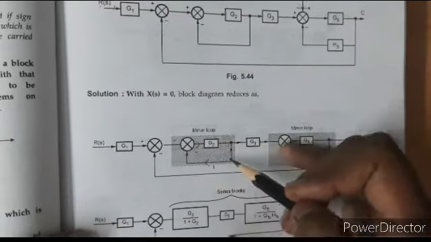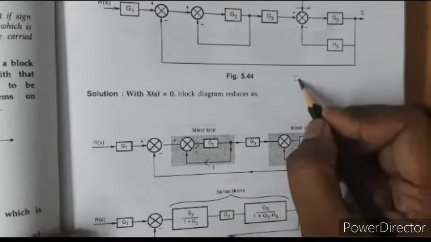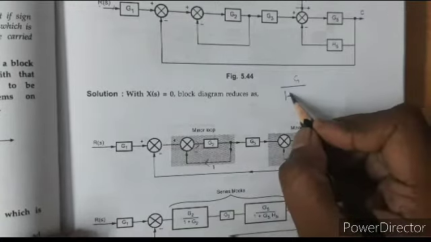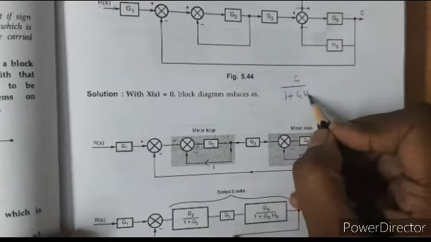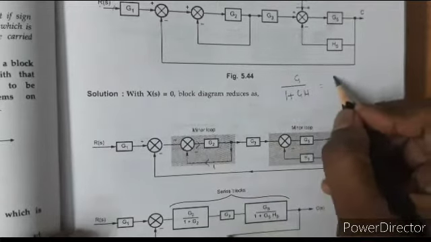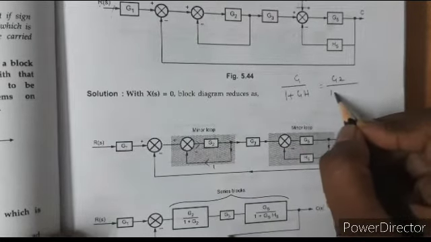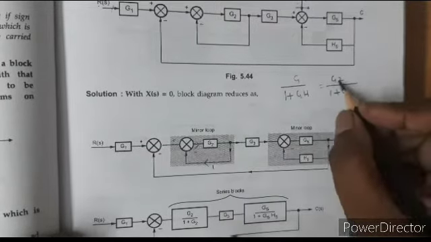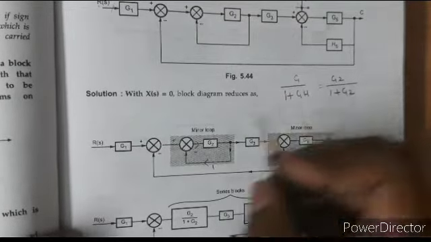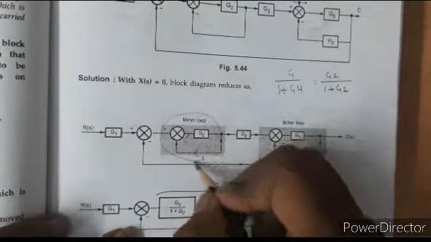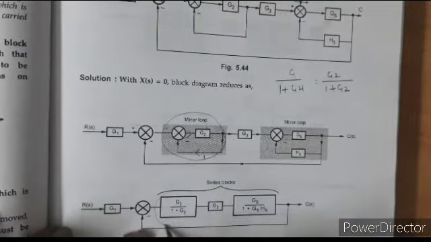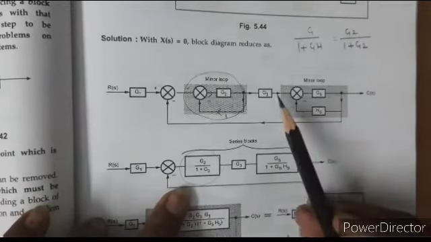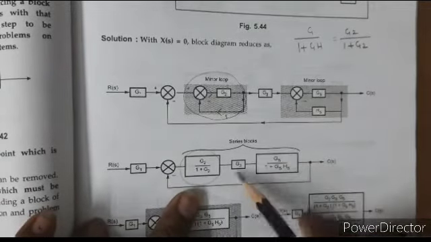If it is a minor feedback, how should I do it? It is G divided by 1. Here it is a minus sign, so I should write plus G into H. What is this G here? G is nothing but G2, divided by 1 plus G2, since H is 1. This entire minor feedback loop I am going to replace using G2 divided by 1 plus G2. Then G3 is retained as it is.